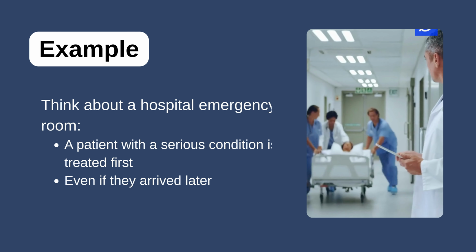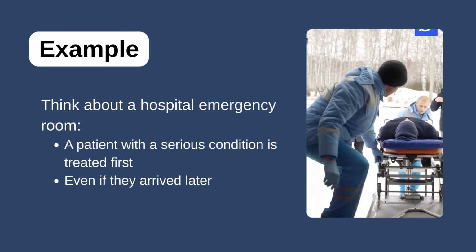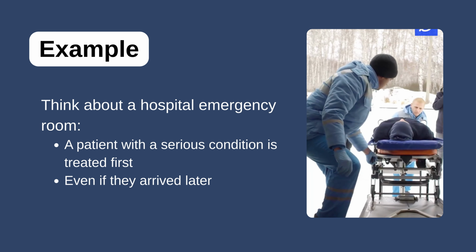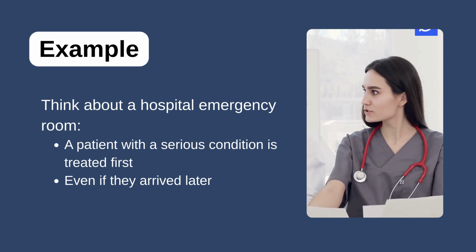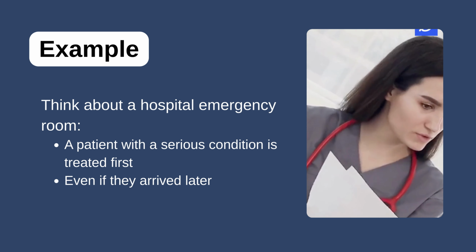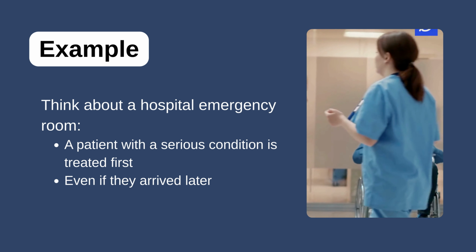Let's take an example. Think about a hospital emergency room. A patient with a serious condition is treated first, even if they arrive later. This is how a priority queue works.